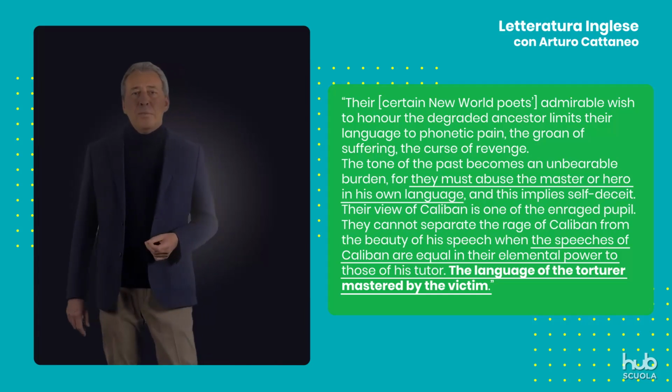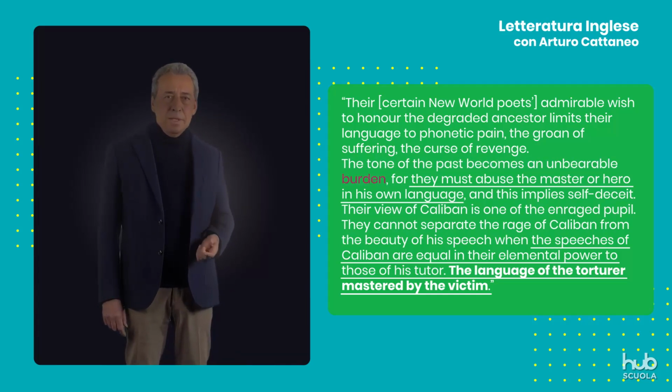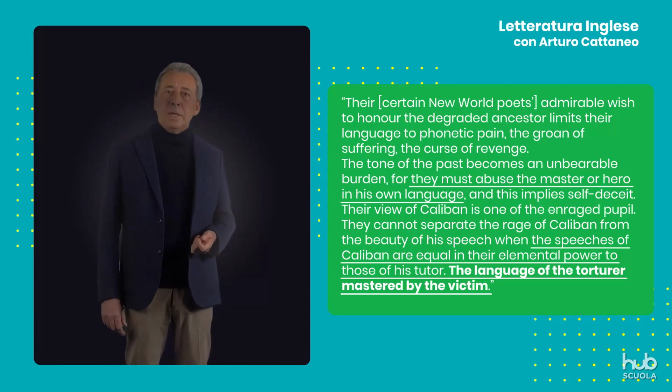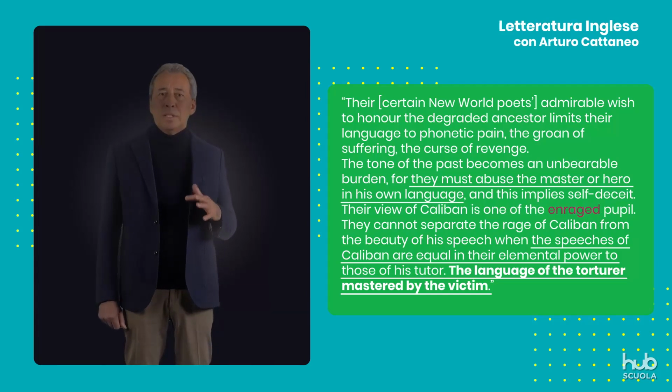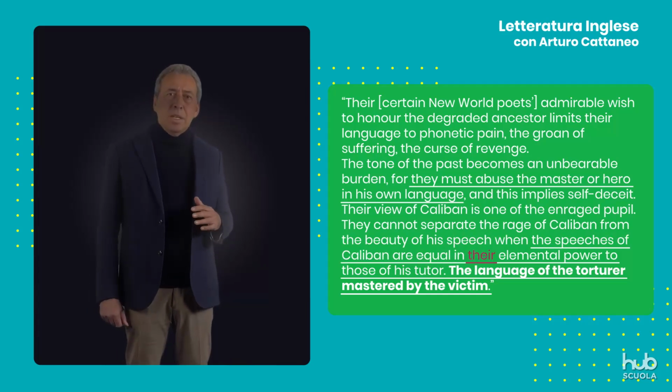And the three substantives he uses are quite significant. The tone of the past becomes an unbearable burden, for they must abuse the master or hero in his own language, and this implies self-deceit. In other words, they are deceiving themselves, because they curse the former colonial master in the same language which he has taught them, and which they can now use so well. Their view of Caliban is one of the enraged pupil. They cannot separate the rage of Caliban from the beauty of his speech, when the speeches of Caliban are equal in their elemental power to those of his tutor.